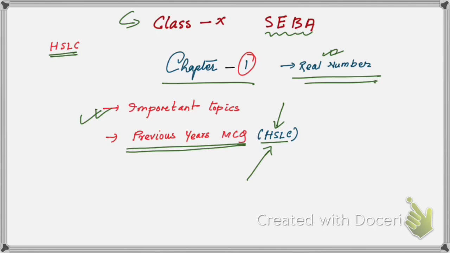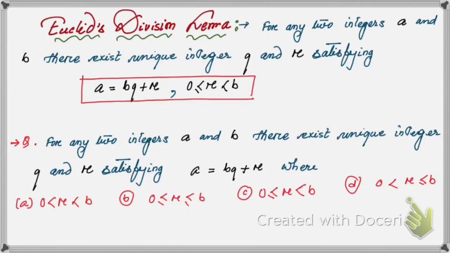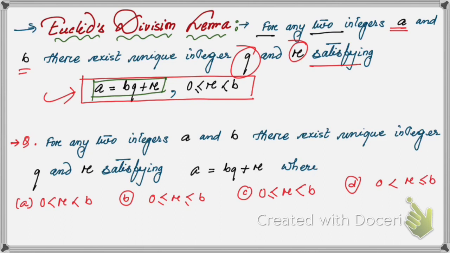So let's continue. Here you can see the first important topic is Euclid's division lemma. It says that suppose you have any two integers a and b, then there exist two unique integers q and r satisfying this condition. This condition means you can say this is the division algorithm. Here a can be regarded as the dividend, b as the divisor, q is the quotient, and r is the remainder. So it is the division algorithm.